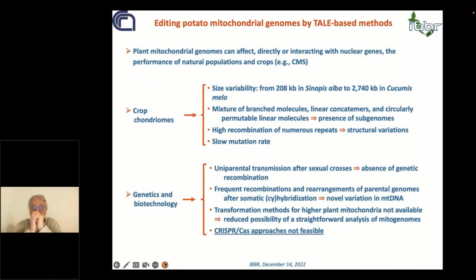Now I will tell you something about the work on editing the potato mitochondrial genome using TALE methods. As a reminder, plant mitochondrial genomes can interact with the nuclear genome or directly affect the performance of crops, and cytoplasmic male sterility is one of the best-known traits. Plant chondriomes are quite different in comparison with animal ones, especially human ones: they are very big, and there is a large variability between crop plants. As you can see here, there are subgenomes that derive from recombination of numerous repeats, and different kinds of molecules.